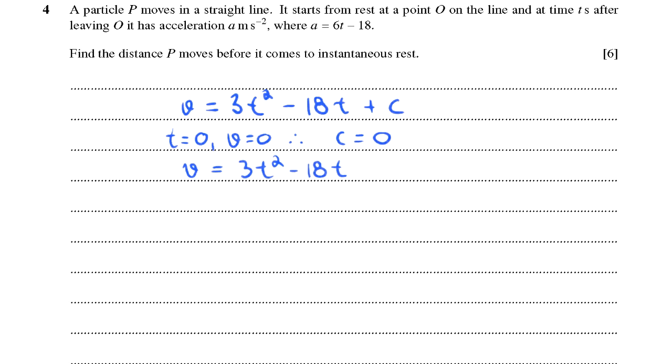Okay, we have to find, when it comes to instantaneous rest, it starts at rest. We want to find the next time it is at rest. And so that's when the velocity is 0. When the velocity is 0, we get 3t squared minus 18t equals 0.